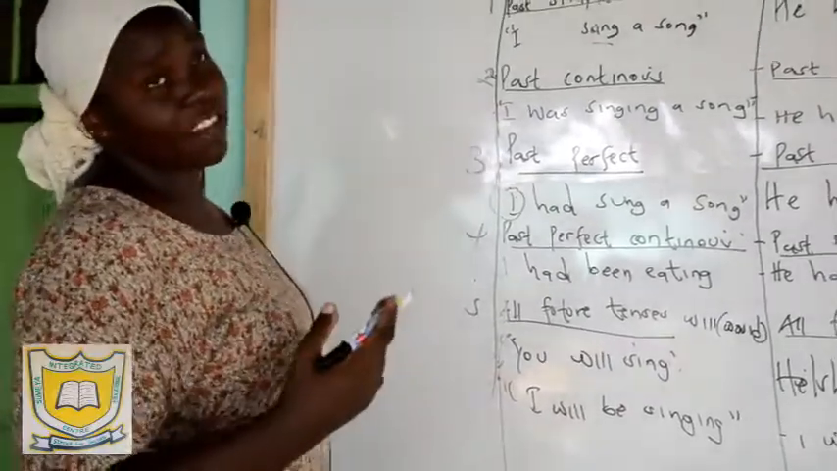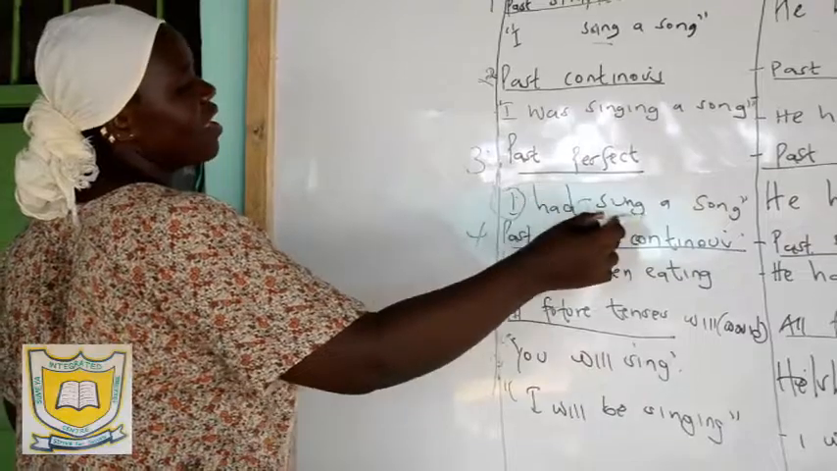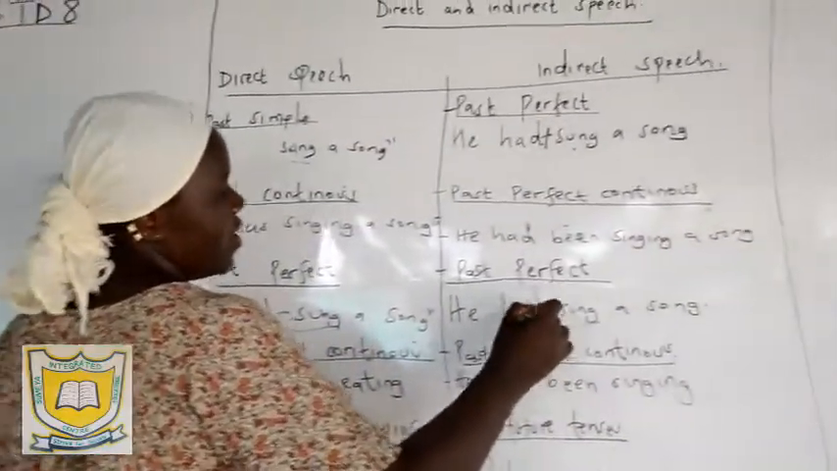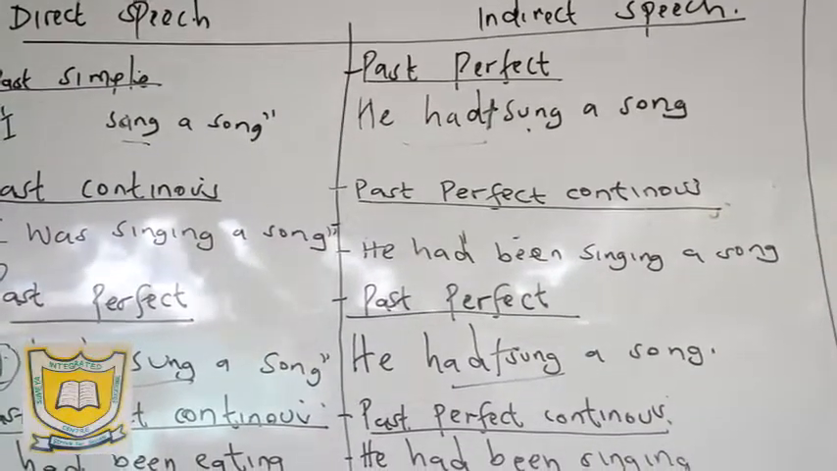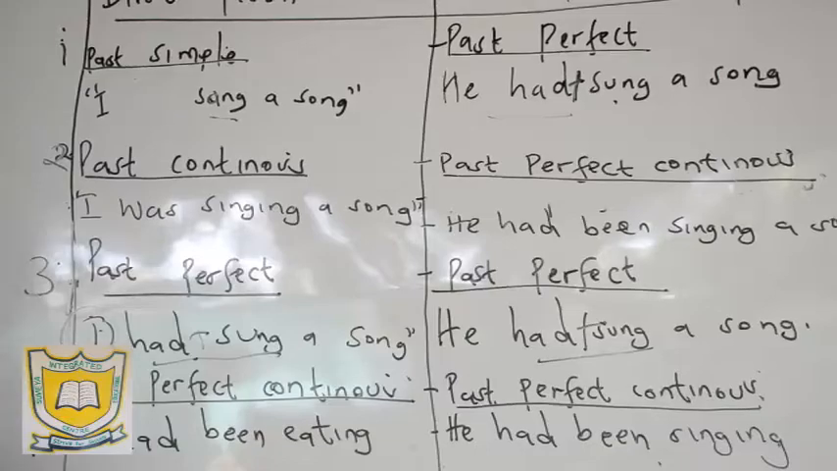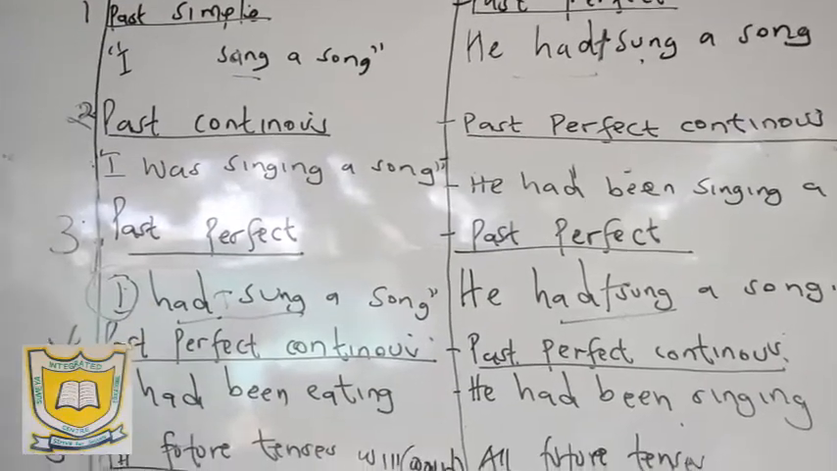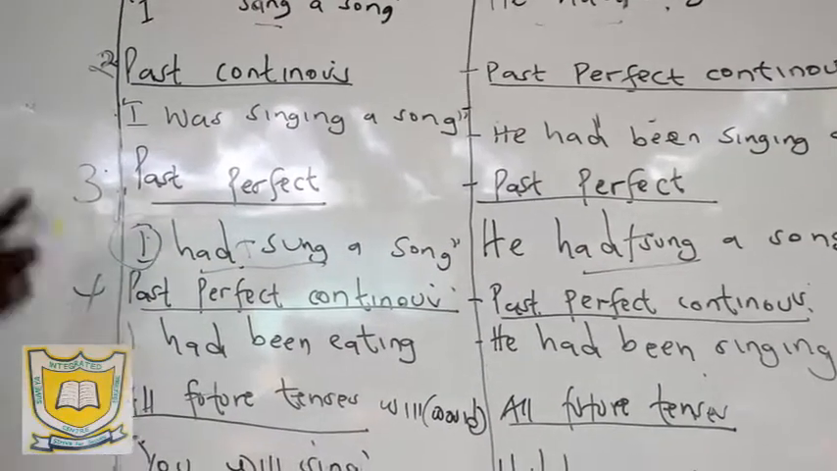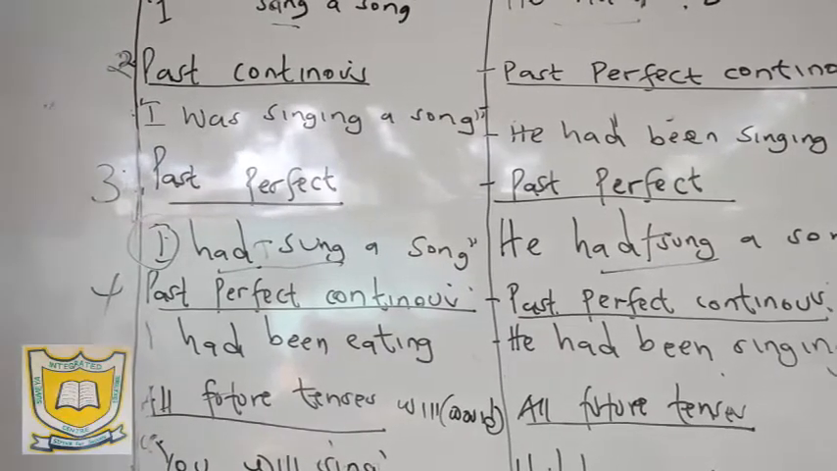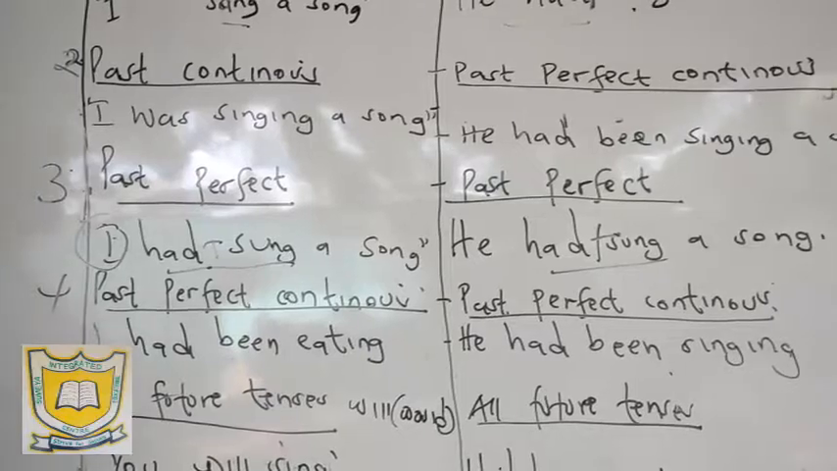How do you form the past perfect tense? By use of had plus a past participle of the given verb. Here. So you have I had sung a song. You are changing it into the indirect speech. You are going to say he had sung a song.